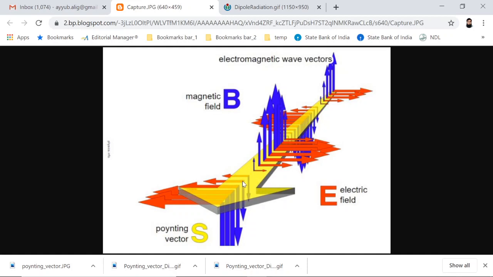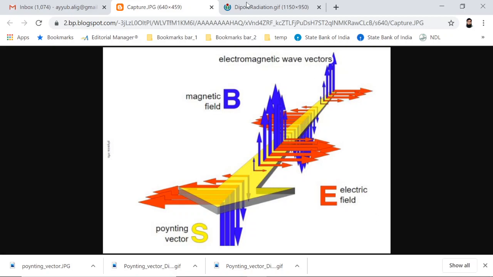Sometimes it is denoted with P, sometimes with S. Here they have shown it as S. We have taken this from a website, whose address is given here. So we can understand from this figure that this is the direction of propagation, and this vector also gives you the Poynting vector direction. And the magnitude of this Poynting vector will give you the power density at that point.